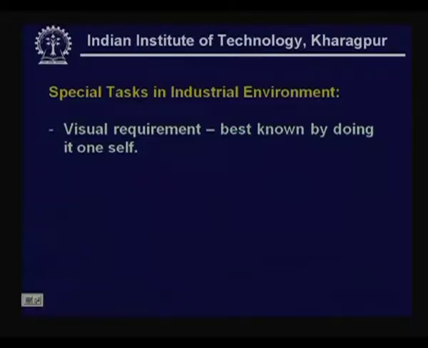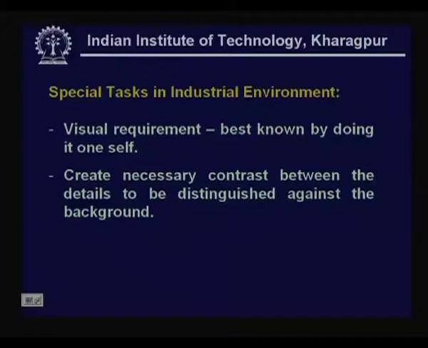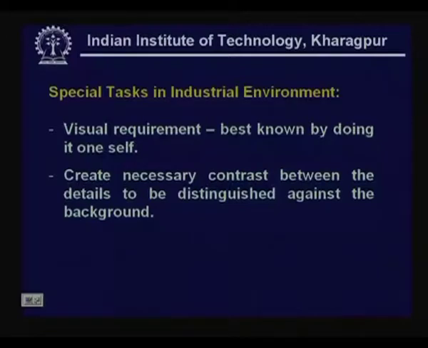Now there could be some special tasks in the industrial environment where there is a lot of visual requirement, and this would require some kind of control, because depending on the operator the requirement levels vary. The designer can provide recommended levels, but the actual requirement can be known only by the operator concerned. Depending on the type of product, there is a need to see the details to the best of the ability, and there is a need to create an appropriate background.